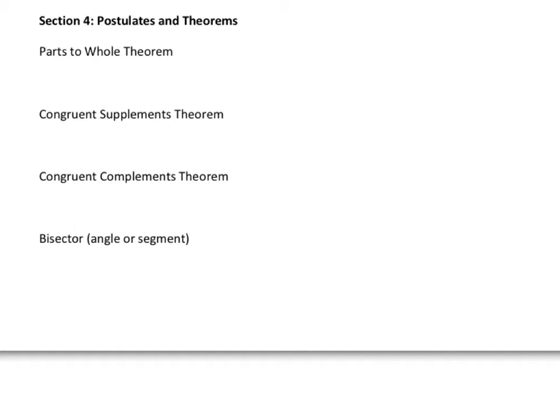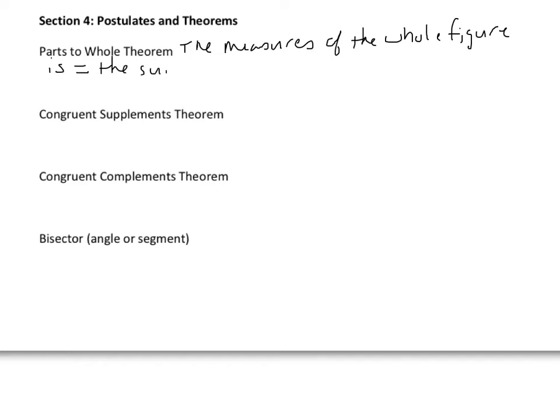So what kinds of things can we use for reasons in proofs? Well, these are some very powerful ones. The first one is the parts to whole theorem. And that states that the measure of the whole figure is equal to the sum of its parts.